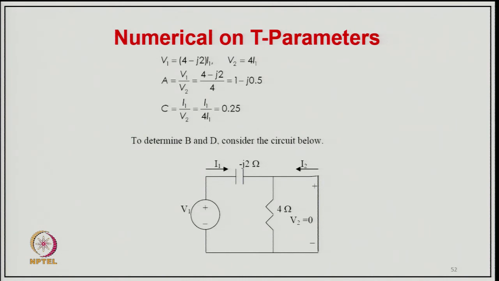So, we can find A equal to V1 upon V2, that is (4 minus J2) by 4, that is 1 minus J0.5, and the C parameter I1 upon V2, that is I1 upon 4 I1, it becomes 0.25 Siemens.